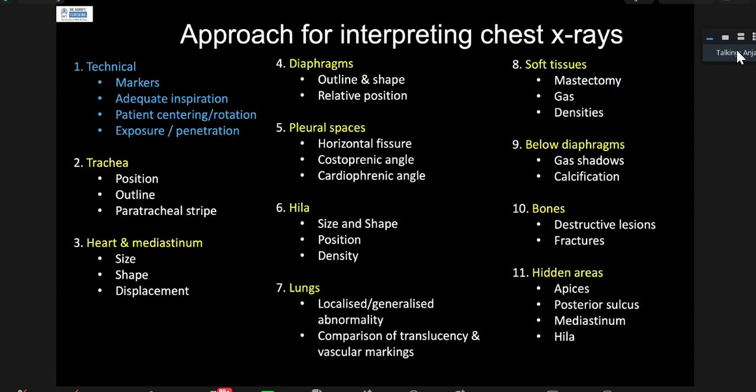So we have completed the technical markers, and the next part of this session, we will be looking at the pleura and pleural pathologies. For all other sessions, we will go in order, but just for today, we are starting with pleural pathologies, okay?